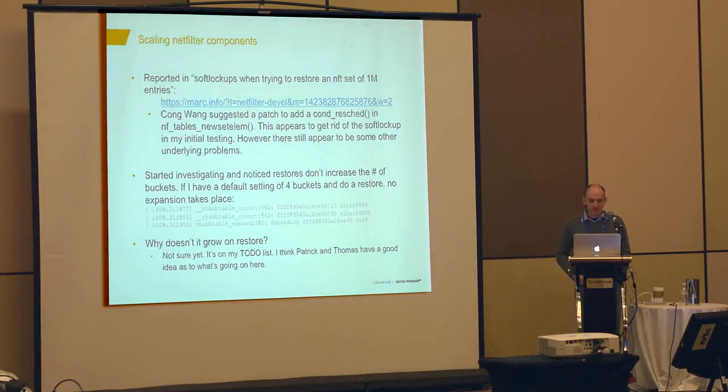It's on my to-do list. But after talking with Patrick yesterday, I think he mentioned that he spoke with Thomas about it, and maybe they have a good idea of what's going on here. I don't know, did you guys have anything to add at this point? Yeah, I think some recent changes to our hash table broke the grow decision, so it basically doesn't decide to grow. I think that should be it. I'm not 100% sure. Maybe Thomas has looked into it already.